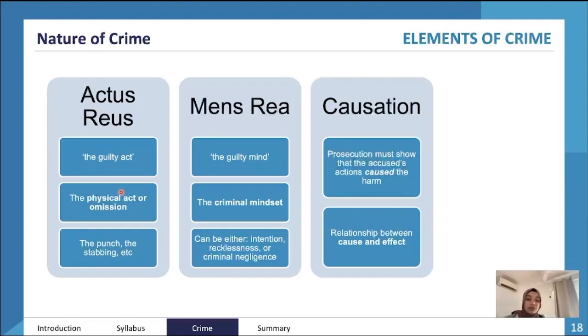And then we have causation, which is where the prosecution, the people bringing the action to the court, must show that the accused's actions caused the harm. So that there is a causal link between the action of the accused and the harm that occurred. So if the accused punched someone and the harm was that that person passed away, that is causation. There's a clear link between the punch, which is the action, and the result of that, which is a person passing away. So the relationship between cause and effect.